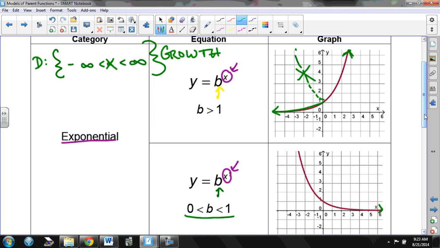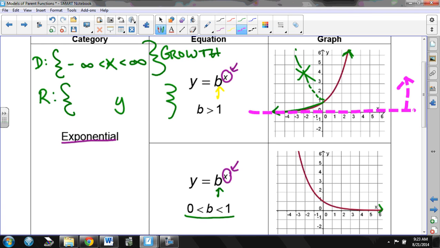What's the range of this exponential growth function? What y values can we have? Notice our y never dips below 0. All of our y values are positive. So the range of our exponential growth function is y has to be greater than 0. But y can go as high as we want.